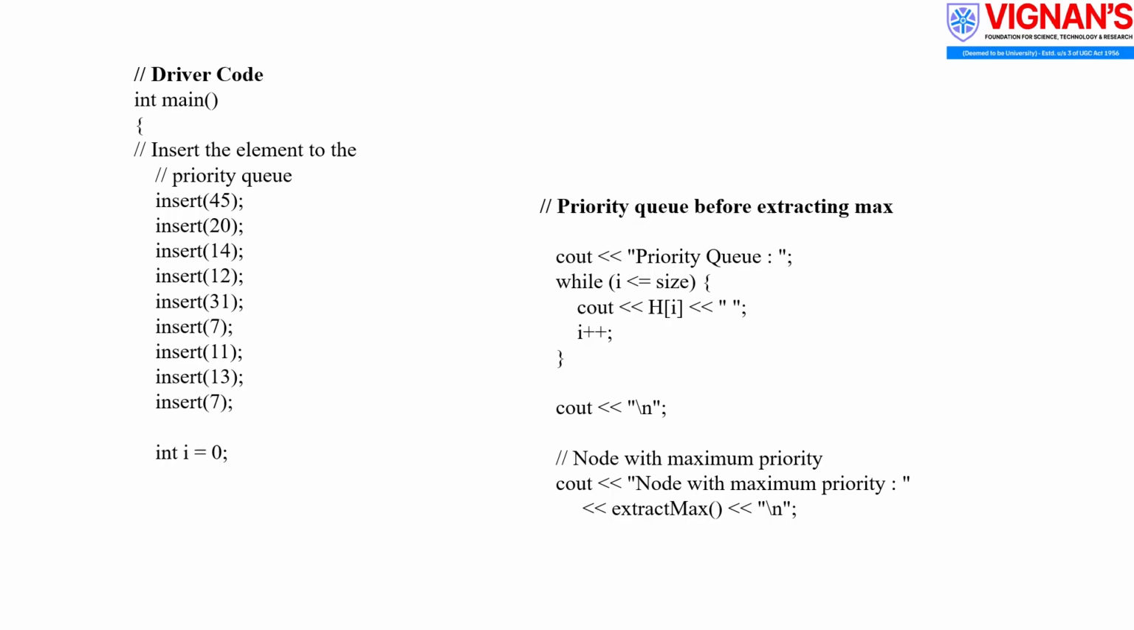It uses a while loop to traverse the heap array and prints each element stored in the priority queue. Next, the program finds and removes the element with the highest priority using the extract max function. Since this is a max priority queue, the largest value is treated as the highest priority. Finally, the extracted maximum value is printed as the node with maximum priority.